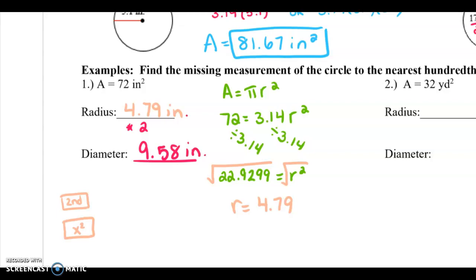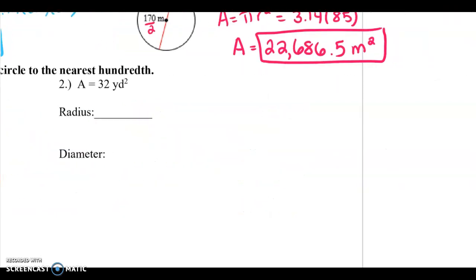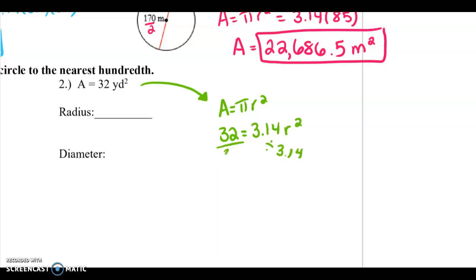All right, so let's look at the next one. So I'm going to take my formula, which is area equals pi r squared. 32 equals 3.14 r squared. Divide by 3.14. 32 divided by 3.14 is going to give me a big decimal. That decimal is 10.1910828 equals r squared. Then I have to take the square root of both sides.